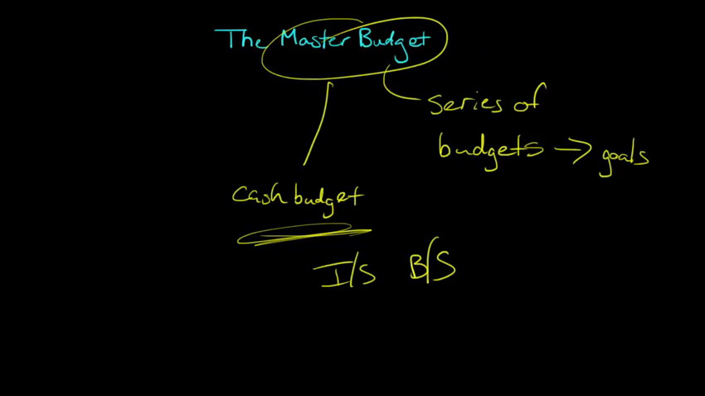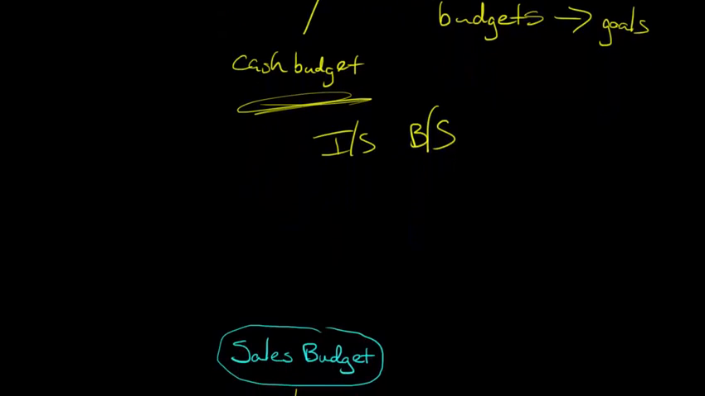So when we think about putting together this master budget, this series of interrelated budgets, it's all going to start with coming up with a sales budget. When we think about our sales budget, that's really the most foundational budget that we're going to be making, because without the sales budget, we're not going to be able to make a lot of the other budgets.